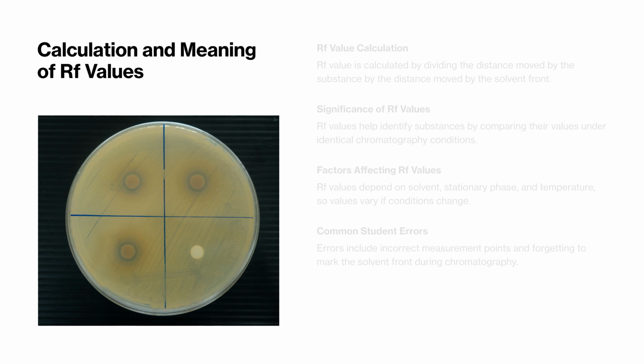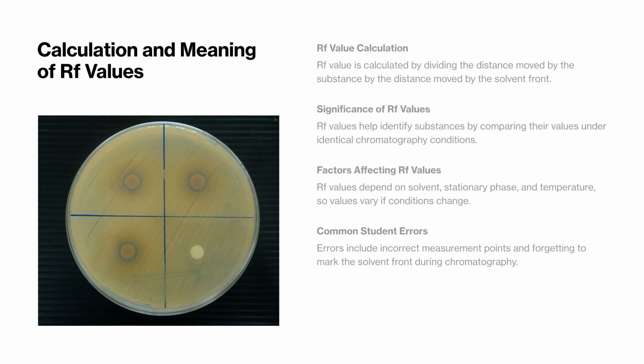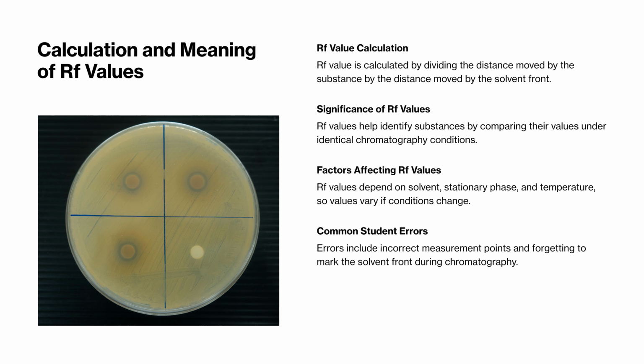The retention factor, or RF value, is a dimensionless number used in thin-layer chromatography to help identify substances. It is calculated using the equation RF equals distance moved by the substance divided by distance moved by the solvent front, with both distances measured from the origin line. Because it is a ratio, the RF value has no units and always lies between 0 and 1. Each compound has a characteristic RF value under a specific set of conditions, including the solvent, stationary phase, and temperature.